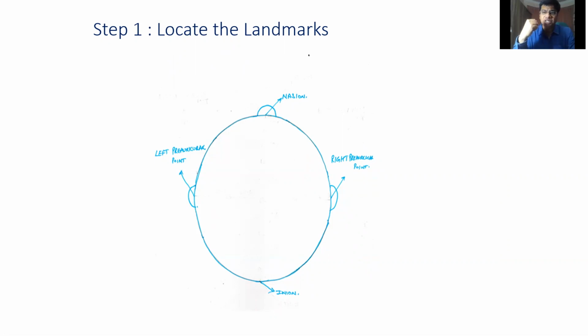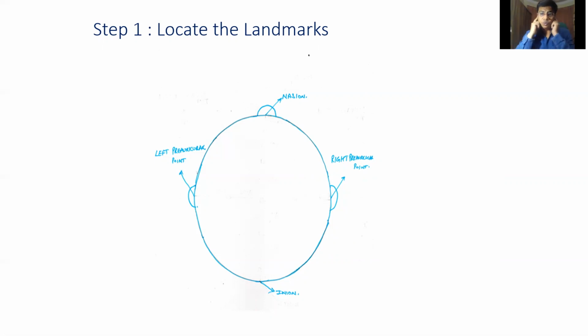Finding the inion is slightly difficult. What we need to do is take your hand from the nasion, from the center, move backward, and put your head backward, and where your skull is ending towards the neck, you will find the occipital protuberance. That means you will find some bony area here, and where this bumpy area ends, this point is called the inion. So we have found the nasion and we have found the inion.